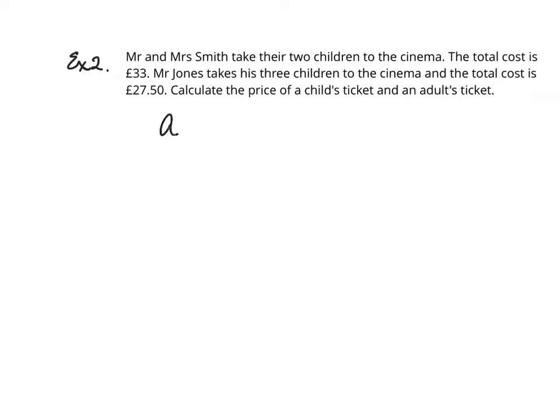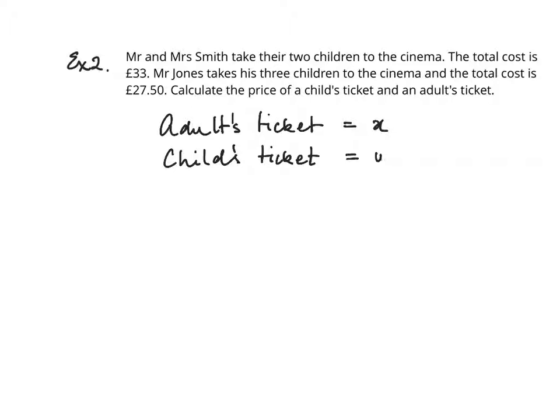The cost of an adult ticket, that'd be X, and the cost of a child's ticket can be y. Now, let's look at the first sentence. So it's Mr. and Mrs. Smith. That's 2 adults. Take their 2 children. So that's 2y. And the cost is £33. So we can make an equation from that. 2x plus 2y equals £33.